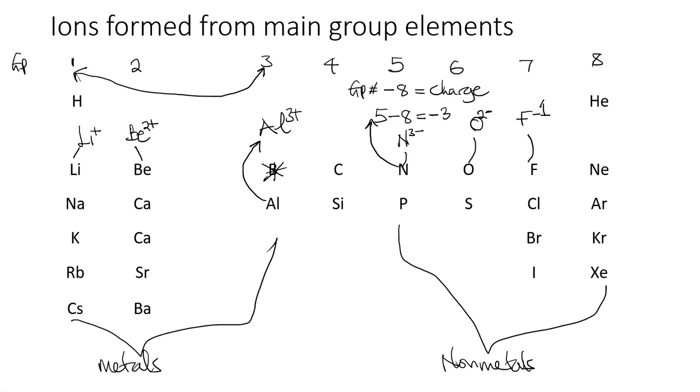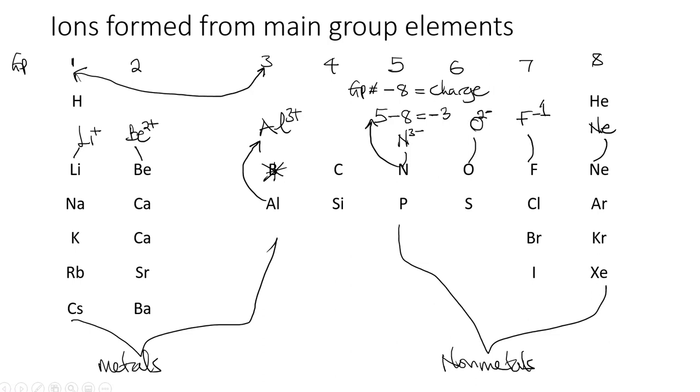If we take neon, so neon is in group 8. So what we are going to have is 8 minus 8. That tells us that neon will have no charge, or it will have a charge of 0. So it will just be neon as it is given.